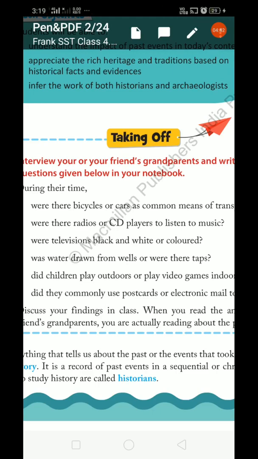ज़्यादा से ज़्यादा आउटडोर गेम्स खेलें. Whatever is your choice, बैडमिंटन, क्रिकेट, कबड्डी, जो भी आपको अच्छा लगे, but please play outdoor games more.